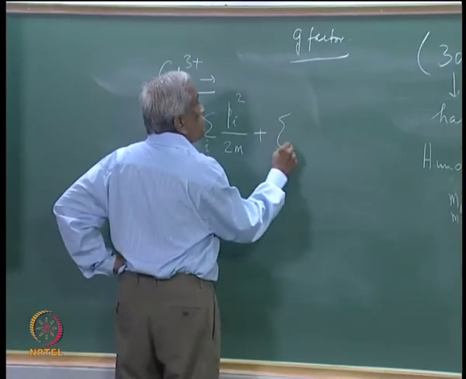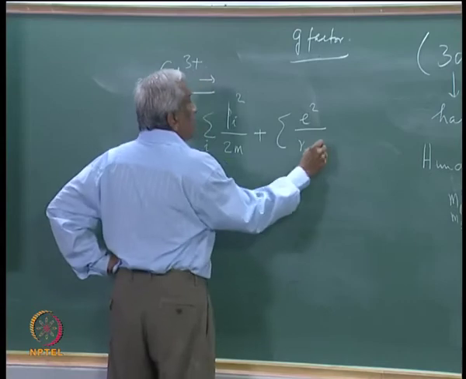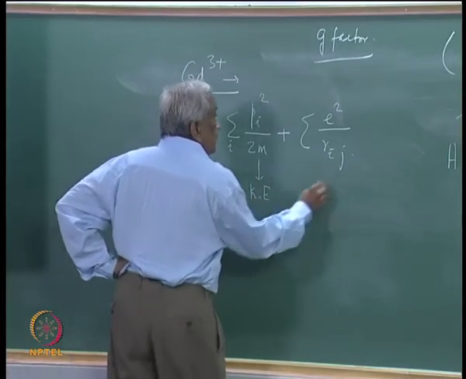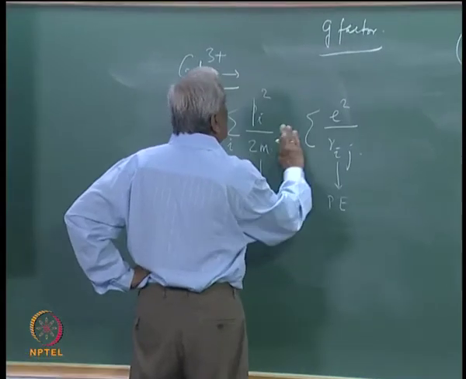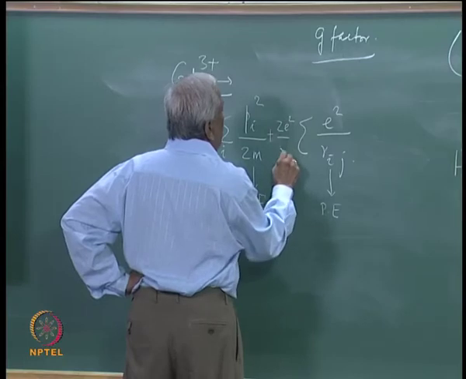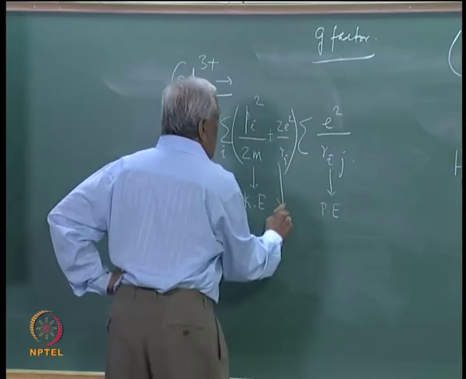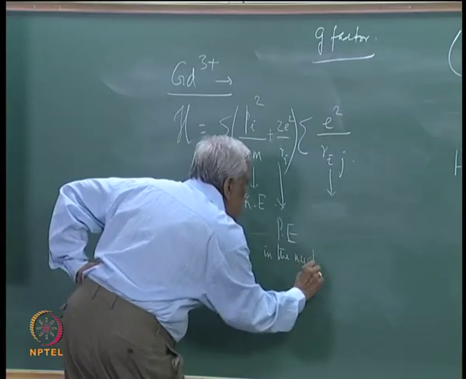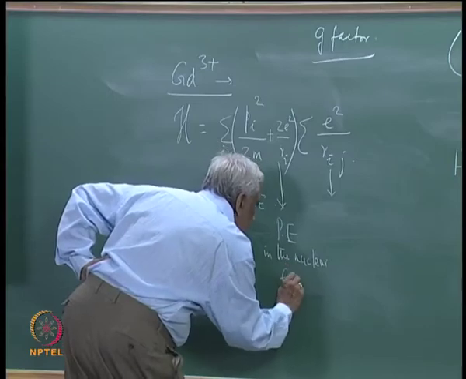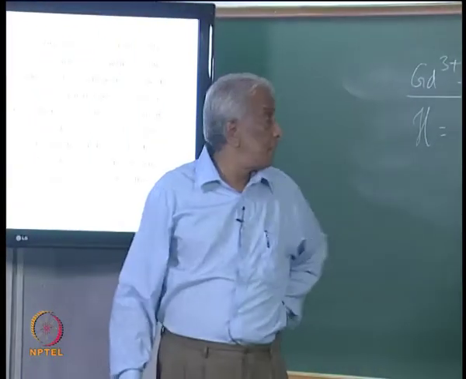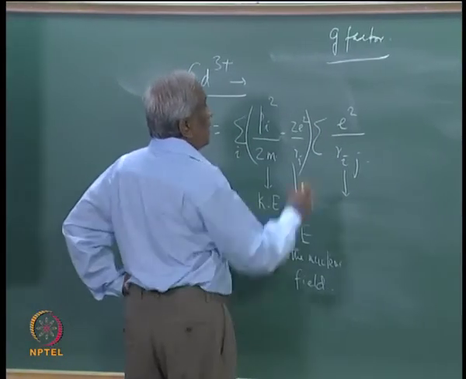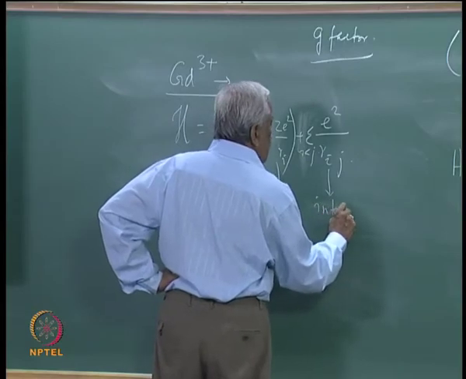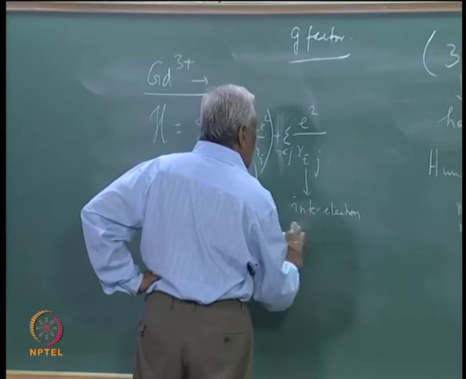Then you have, I am leaving out the 1 by 4 pi epsilon naught etcetera. So this is the kinetic energy term, this is the potential energy term. I have also this potential energy in the nuclear field, the Coulomb field of the nucleus. So this is minus, and then I have plus, sum over i less than j. This is the inter-electron coupling or repulsion.